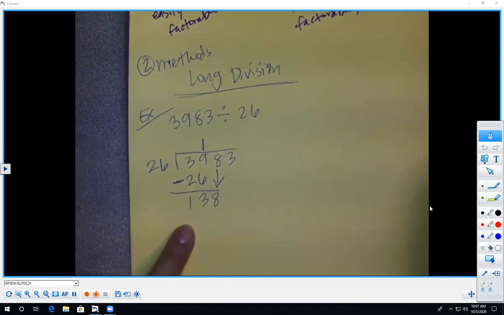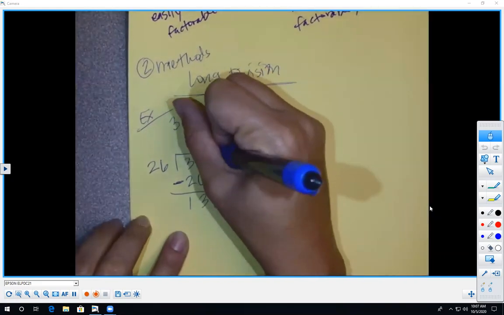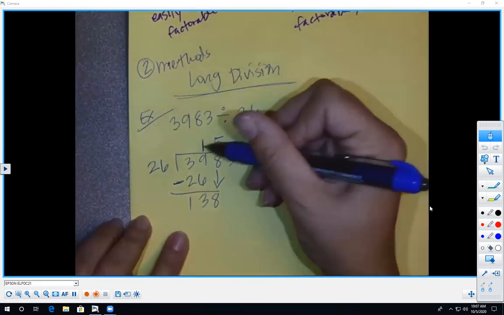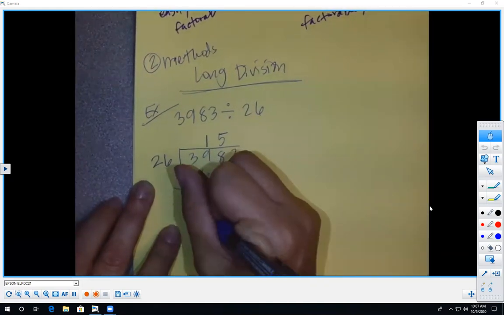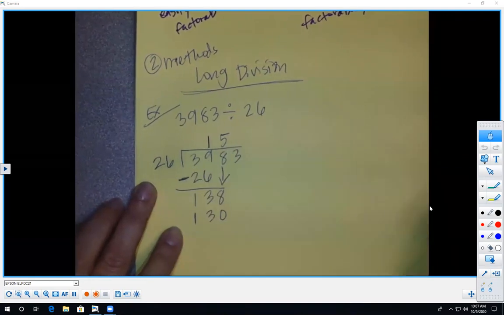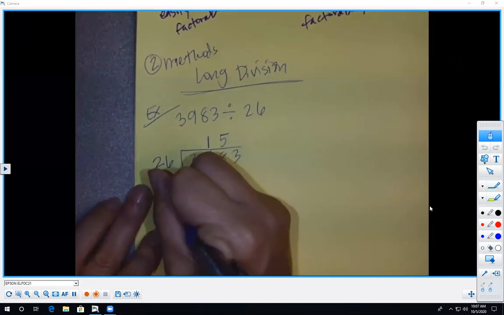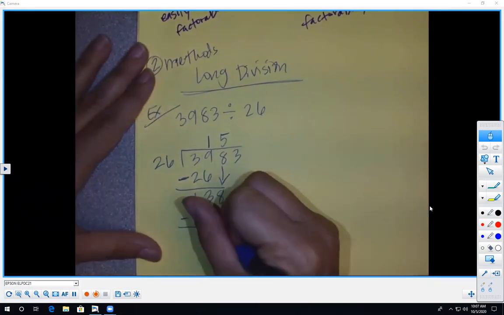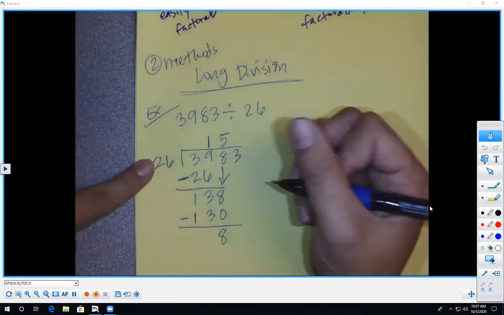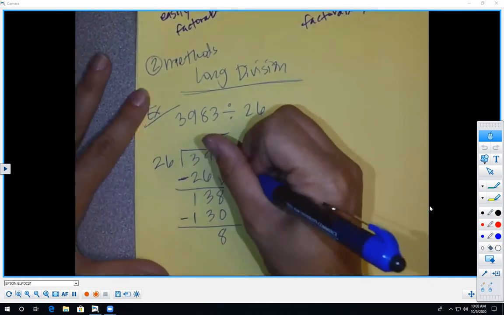5 times. Good job. Did you do it on your calculator? Yeah, I just did it in my head. Good for you. Okay, so it goes in 5 times. 5 times 26 is 130, right? What do I do with that number? I subtract it off. What's 138 minus 130? 8. I can't put 26 into 8, so I bring down the 3.